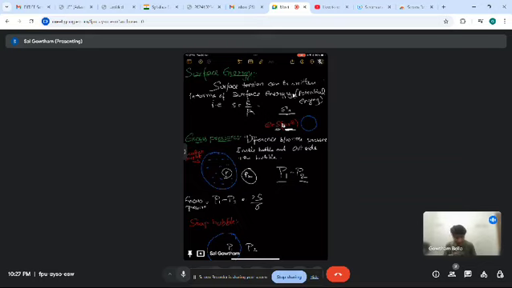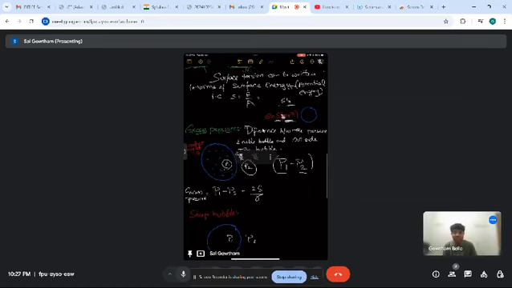By the curvature structure of the soap bubble, we can know that P1 is greater than P2. So excess pressure will be P1, the inside pressure, minus P2, the outside pressure. So what is the excess pressure of a water droplet? The excess pressure of a water droplet is 2S by R, that is 2 times the surface tension by radius.